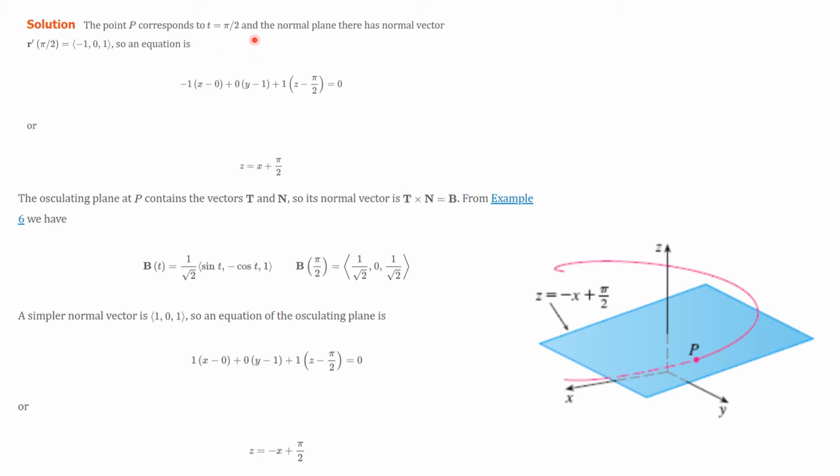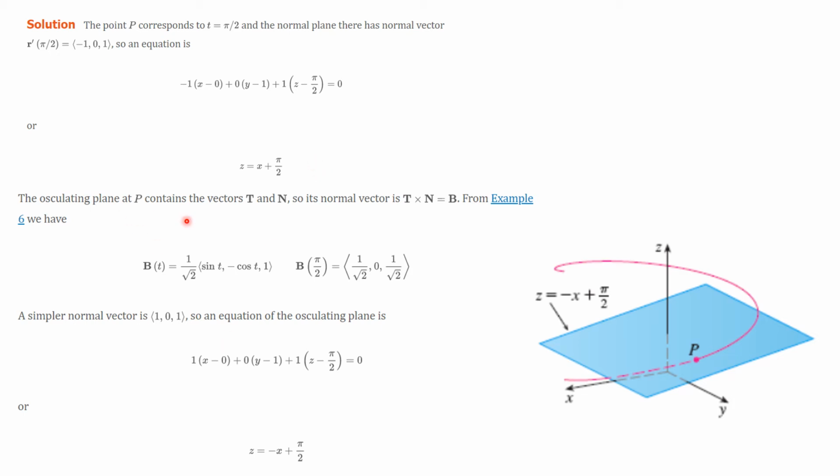Okay, the point corresponding to t equals pi over 2, and the normal plane there has normal vector r prime at pi over 2. So when we took the derivative, getting r prime, and substitute in, we get (-1, 0, 1). Make sure you validate these calculations. So the equation of the plane is going to be this from our previous learnings. Or we can simplify this expression and get this. So z equals x plus pi over 2.